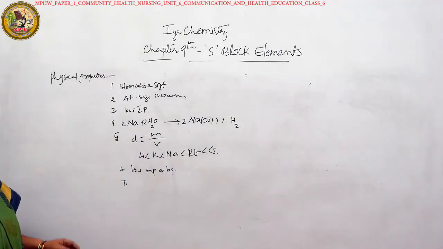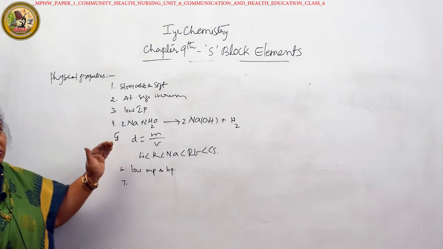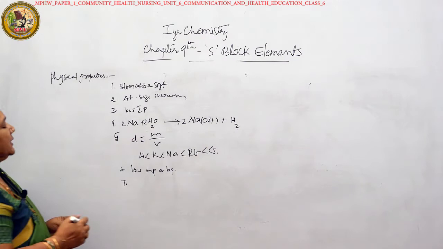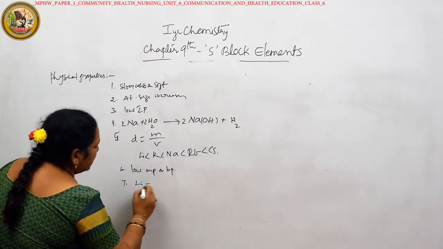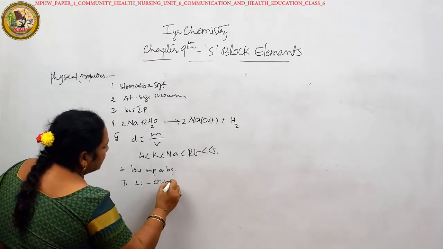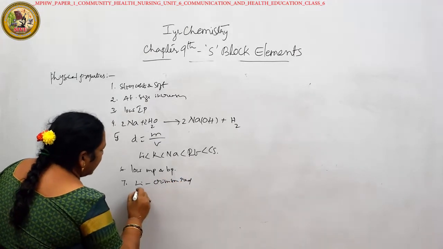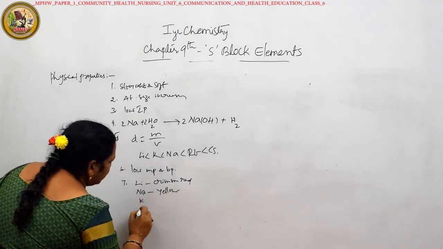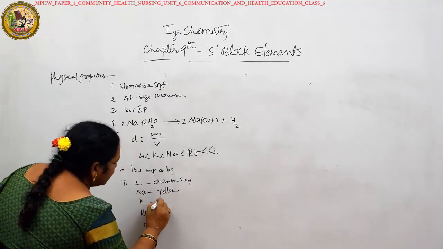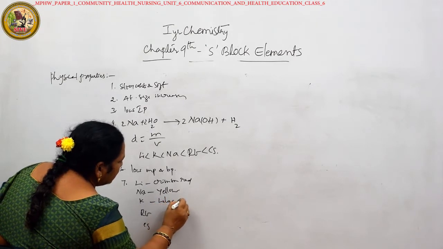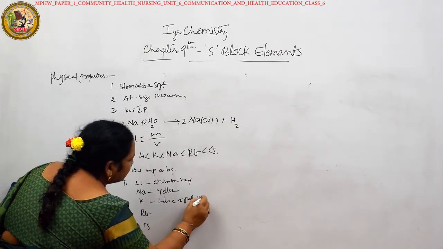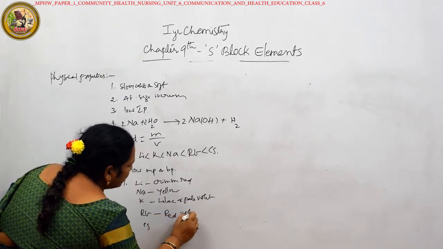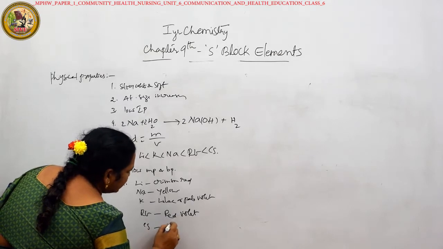And almost all these metals give color in the oxidizing flame. Here lithium gives crimson red color, and sodium gives yellow color. Potassium gives lilac or pale violet, rubidium is red violet, and cesium gives blue violet.